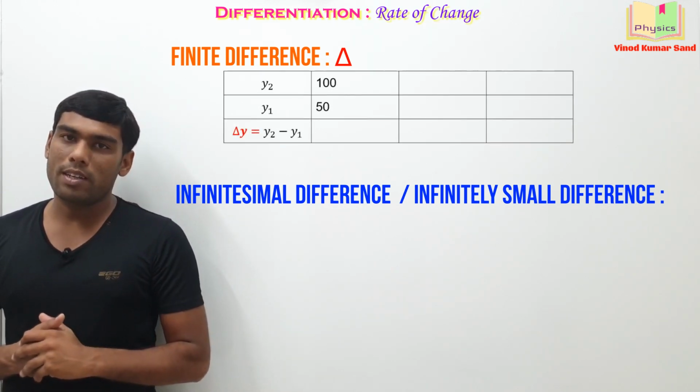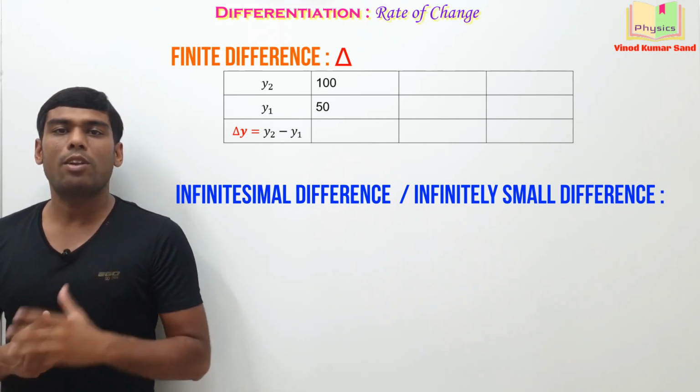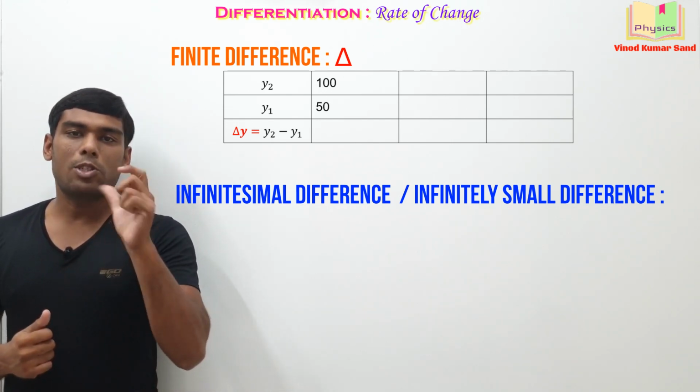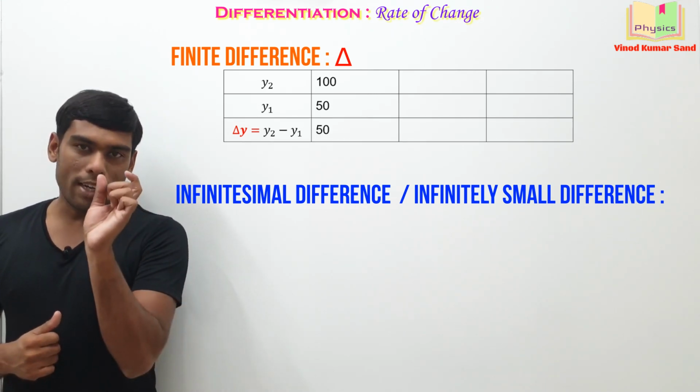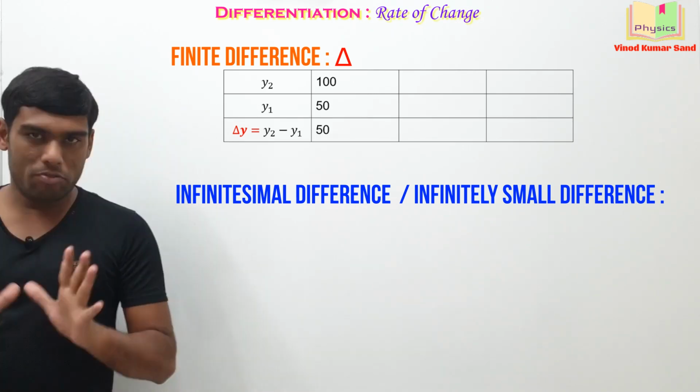Suppose the first value we consider of y2 as 100 and the value of y1 is 50. How much is the difference y2 minus y1? The answer is 50. This y2 minus y1 is equal to 50 is a finite difference.